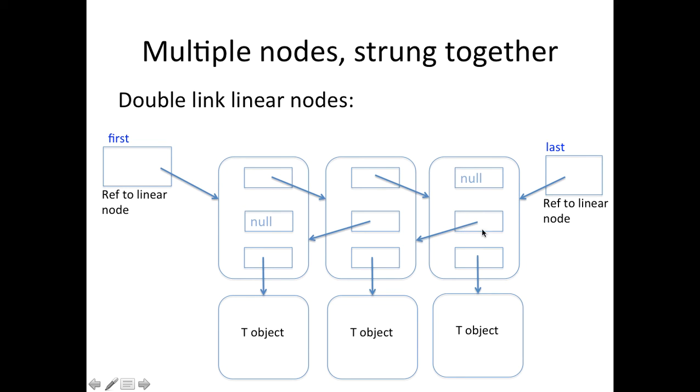And here the previous references are pointing back. So this one points back to this one, this previous reference points back to this one, and the previous reference for the node that's at the beginning of our structure here is null because there's nothing before it.